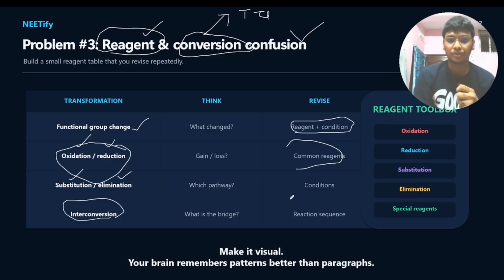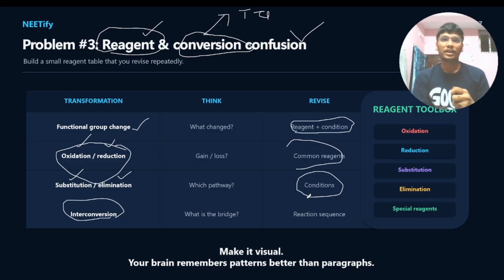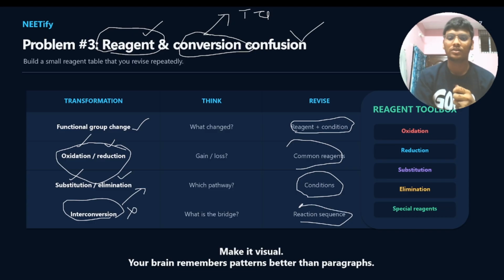And for substitution and elimination, you should know the conditions, which are present in your general organic chemistry. Reaction mechanism is very, very important. If you don't study the reaction mechanism, you cannot give the final answer, right? Whether it's a substitution or elimination or interconversion. Generally interconversion is not very important because it is given in your class 11th NCERT, but you should learn the reaction sequence for the interconversion.